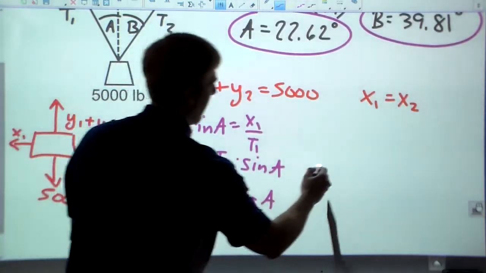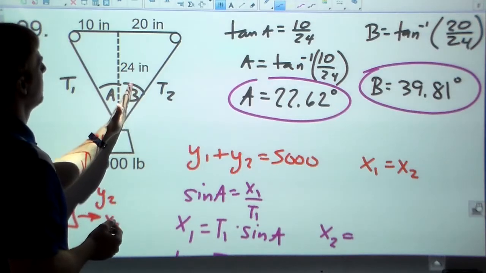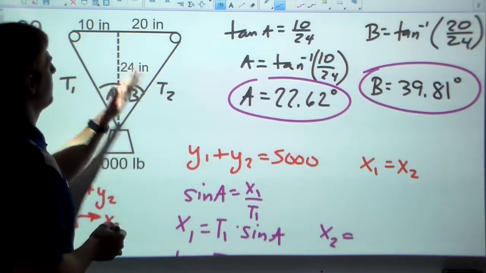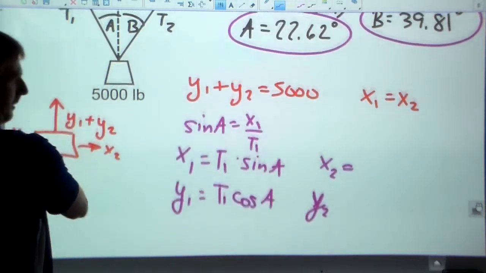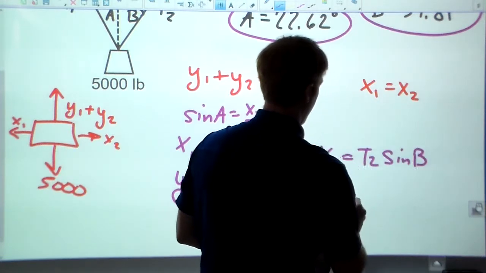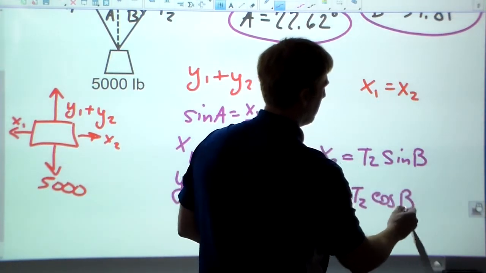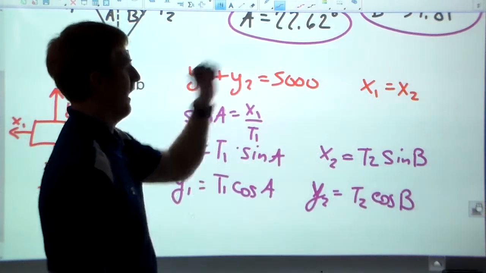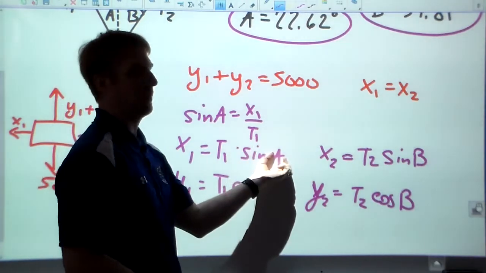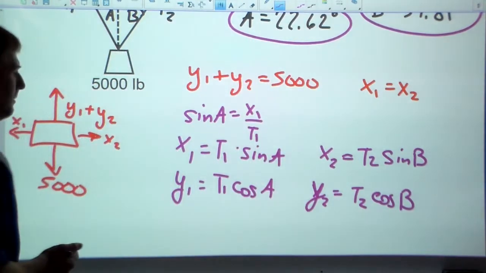All right, as far as my x2 and y2, the x2 side component is going to be opposite of angle B, so T2 sine angle B. And y2 is going to end up being T2 cosine angle B. Now, I know I've got the actual angles figured out, but I'm going to leave them that way just because it's less writing. It's easier to put an A than it is to write all those numbers. And at the end I can plug it in when I need to.